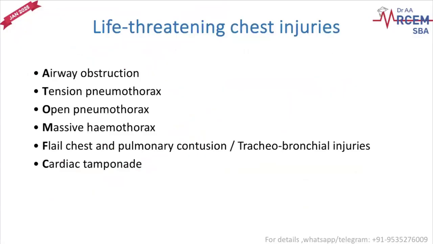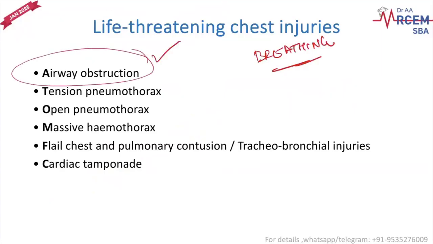Now we are getting more into the chest. That is basically we are dealing with the breathing. Airway is finished. We are going to come down into the lungs. That is the breathing that we are looking at. Airway obstructions we have already dealt with.